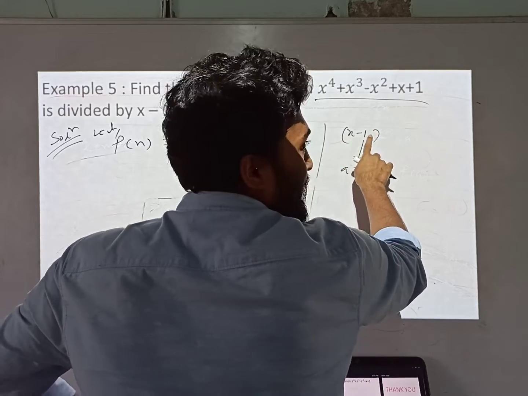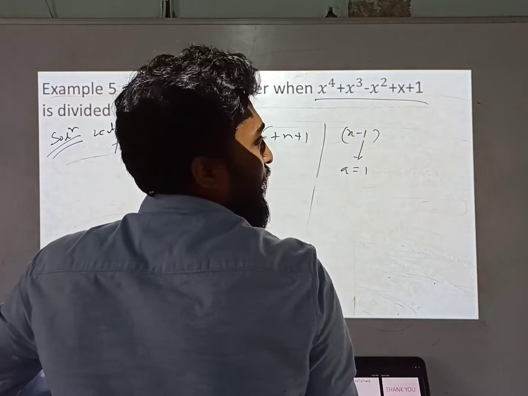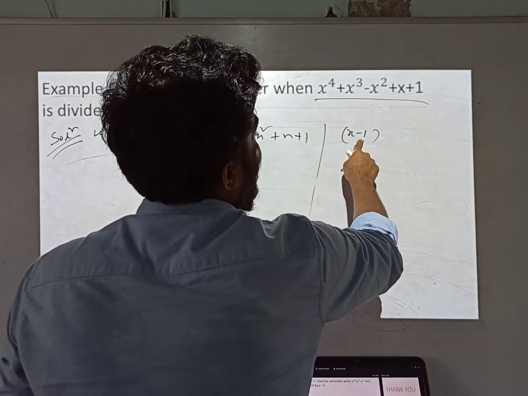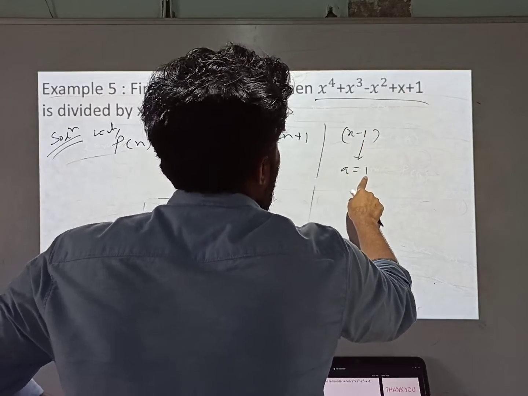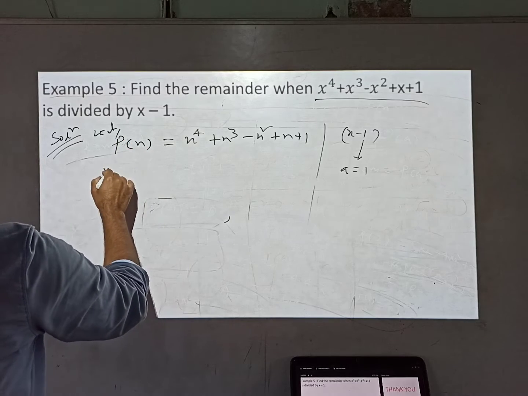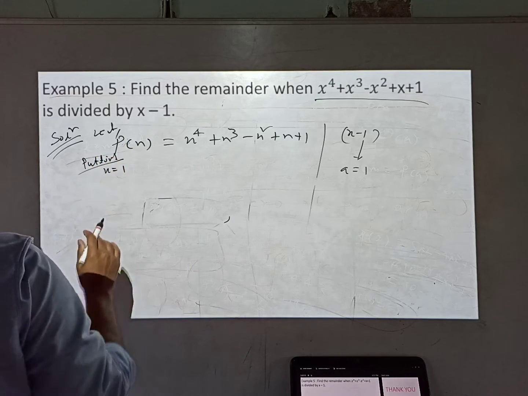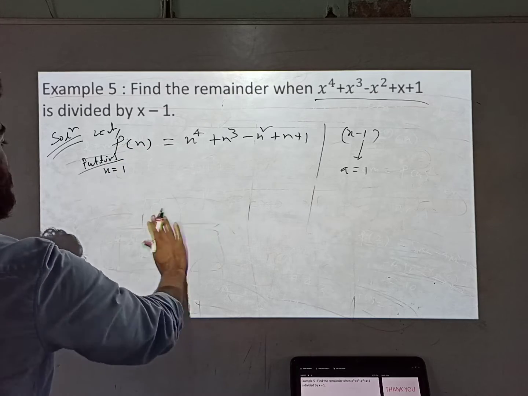This is similar. I said bring it to x minus a form first. First you make the form x minus a. So already it is given in x minus a form. So what is the value? A is 1. So now I will put a equals to 1. Correct? Putting a equals to 1.